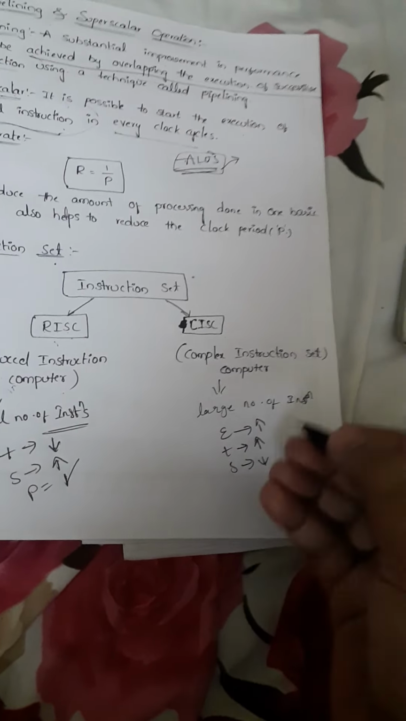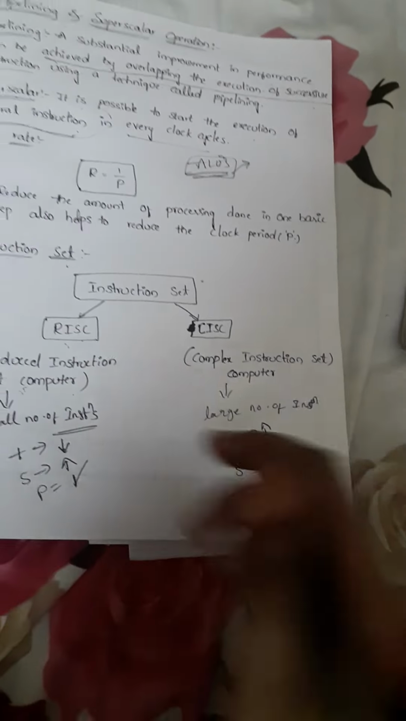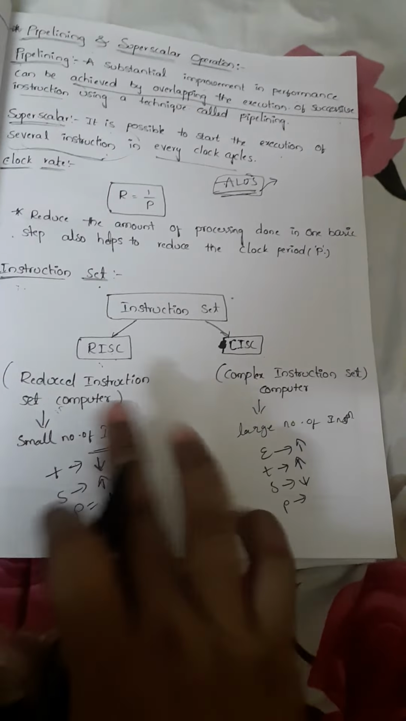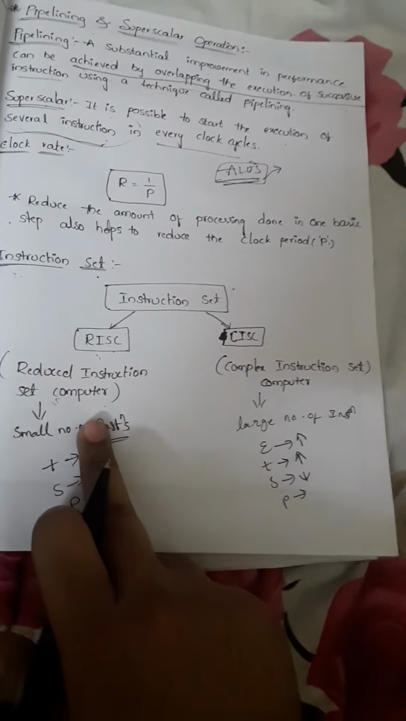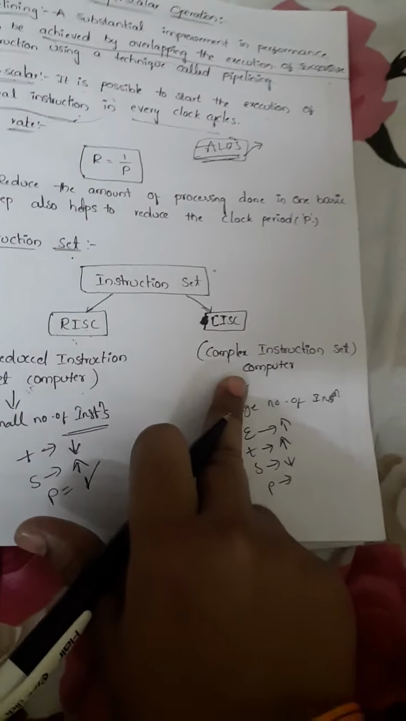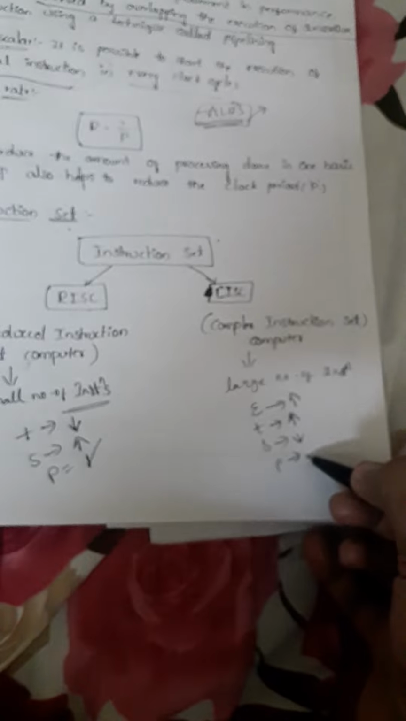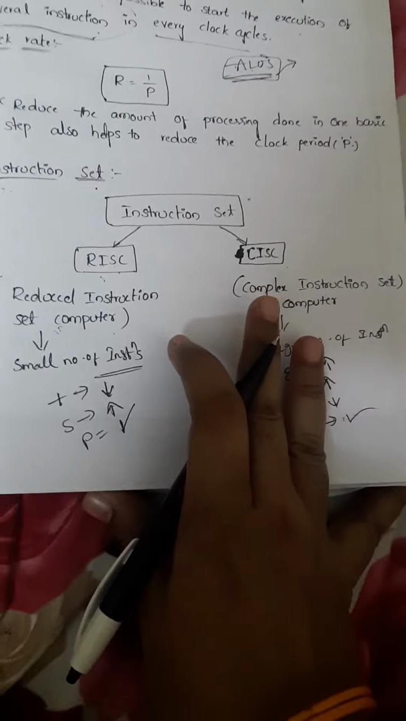So the performance achieved is decreased as compared to the RISC instruction set. Comparing RISC and CISC, RISC is better for achieving better performance. CISC also achieves good performance, but as compared to RISC, the performance is a little bit decreased.